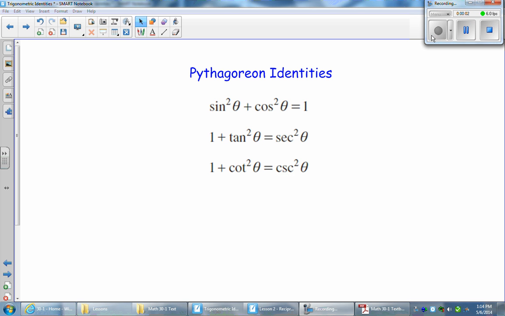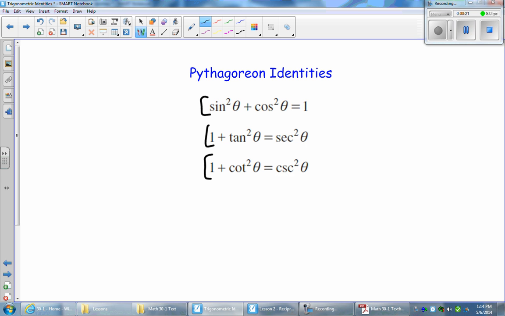All right, so the next set of basic identities I want to introduce to you is what we call Pythagorean identities, and there's three different forms here. One has to do with the sine and cosine, one has to do with tan and secant, and the other being cotangent and cosecant. So once again, you don't have to memorize these because you do have them on your formula sheet.